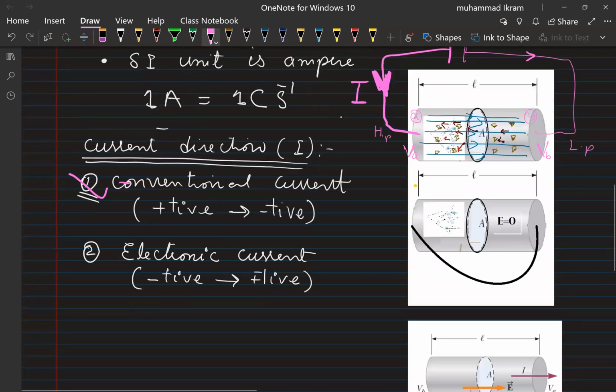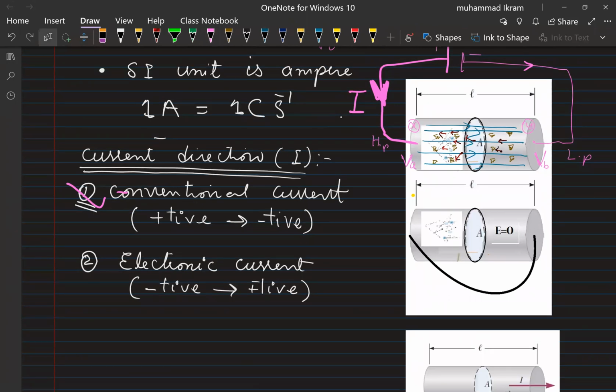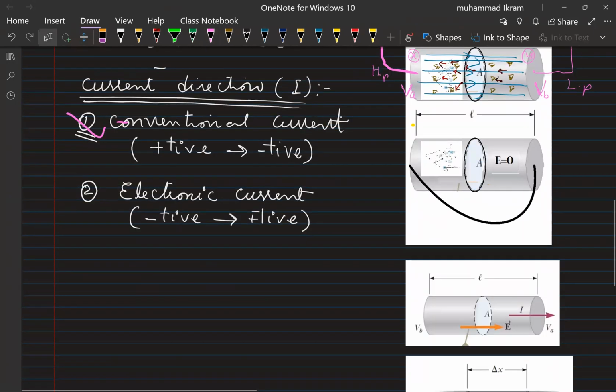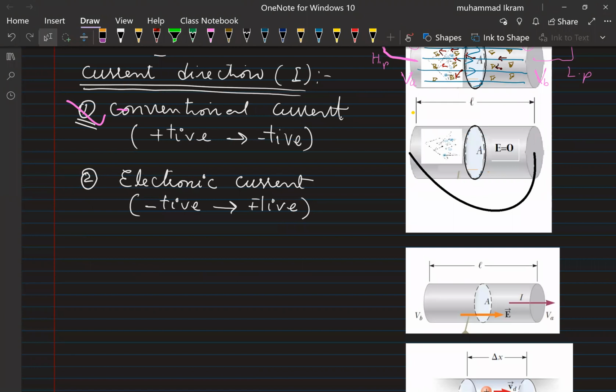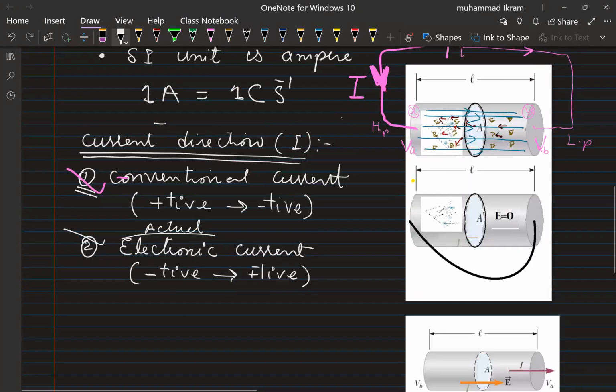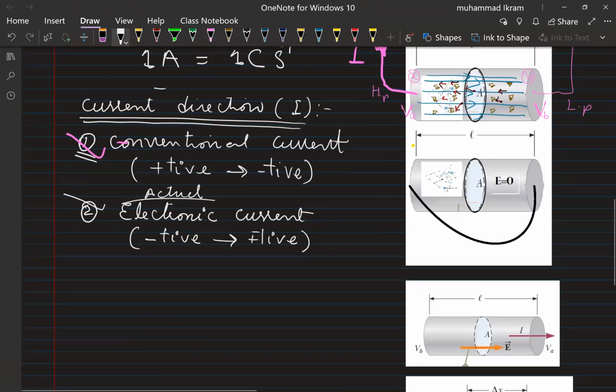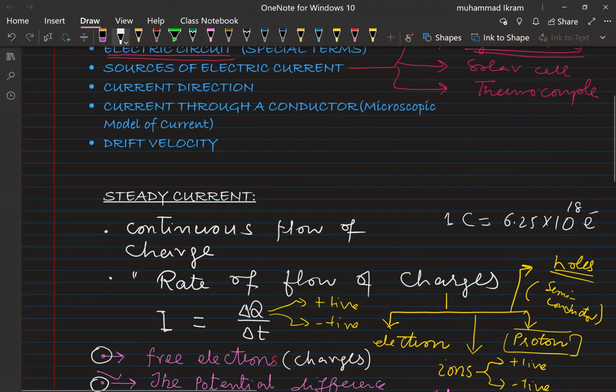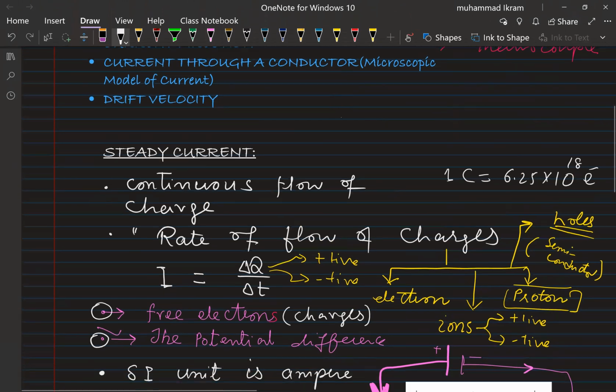So the conventional current direction is taken from the positive towards the negative terminal of the battery. In the electronic or actual current direction, in a metallic conductor, it is taken from negative to positive. Most American books follow this one, but no problem, the calculation will remain the same. Is it clear? Now let us come to the next topic, the current through a conductor: the microscopic model of current.